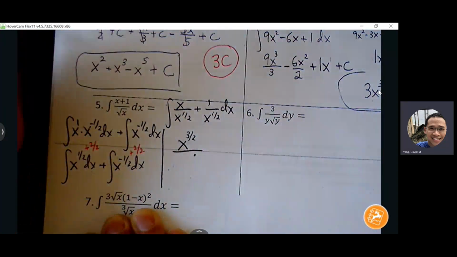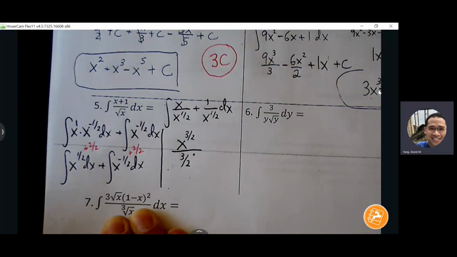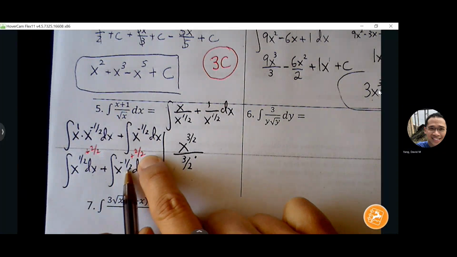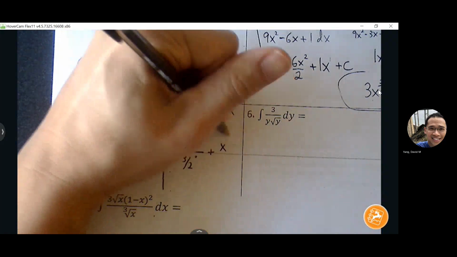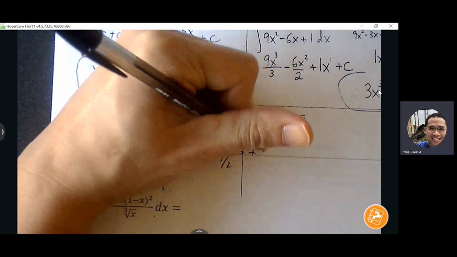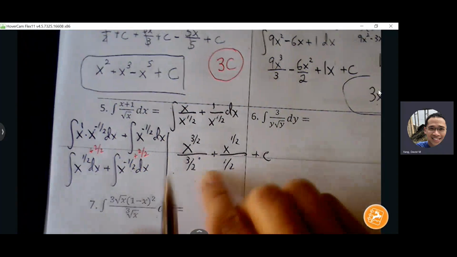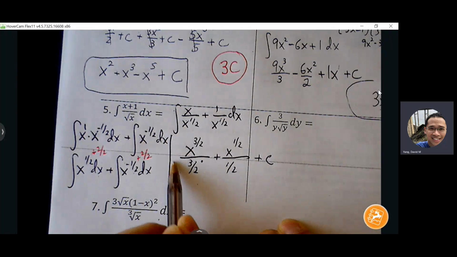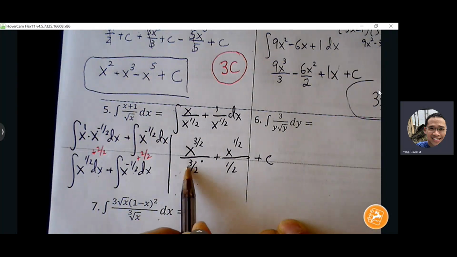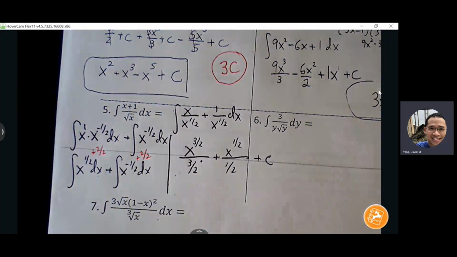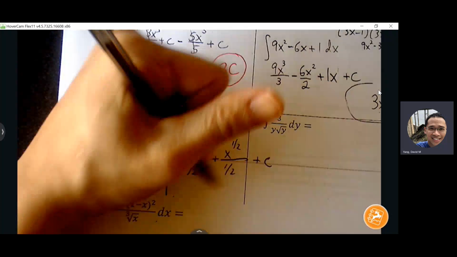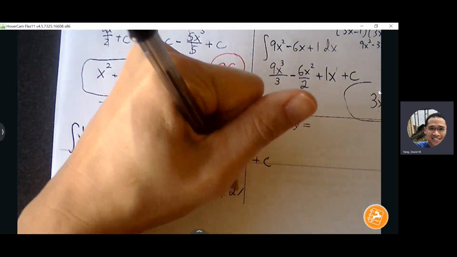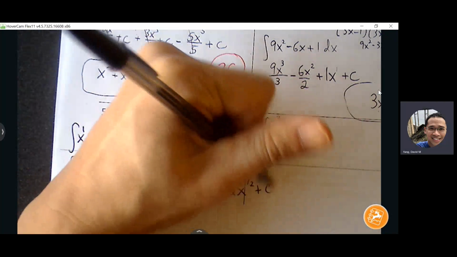3/2 divided by 3/2, your numerator and denominator will always match, plus, for my second term, x to the 1/2 over 1/2, plus c. Now this looks messy because I'm dividing by a fraction, so I can just bring this up and make it a what? Instead of 3/2, this is going to come up as, right, if I divide by a fraction, it's the same thing as multiplying by the reciprocal. So this becomes 2/3 x to the 3/2 plus 2 over 1 x to the 1/2 plus c.